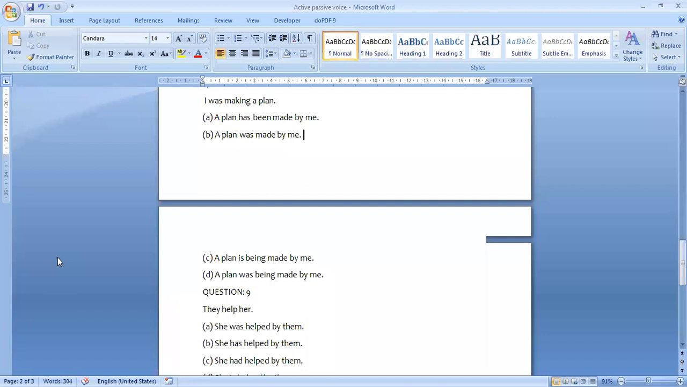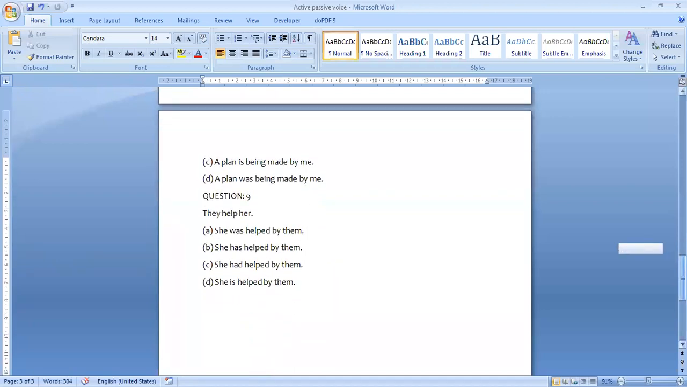Yes, eighth one, option D is correct. A plan was being made by me. See, there is also this option: a plan was made by me. In a hurry, you may make a mistake and say that this is the correct option. No, as there is ing in the given sentence, it is important that you add being. A plan was being made by me.